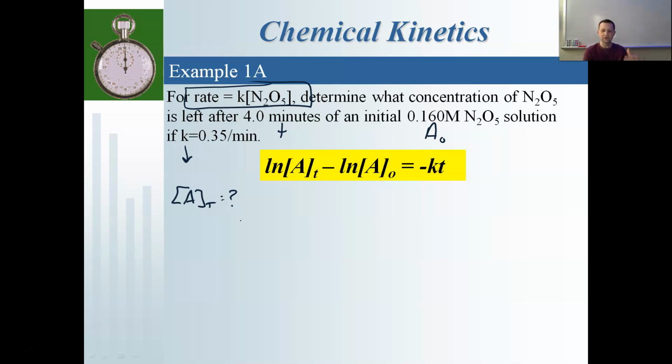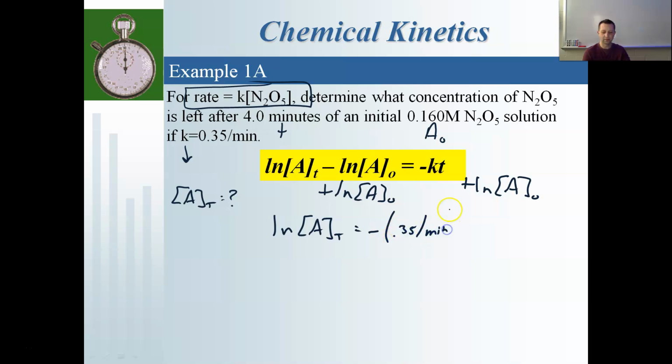So let's go ahead and rearrange the equation first. I'm going to move my natural log of A sub 0 to the other side, so I'm going to add it to both sides. Okay. Oops, natural log. And then I'm going to clean this up a little bit. I'm going to get my natural log of A sub t equals, I'm going to plug my numbers in now. I have negative k, and my k was 0.35 per minute times t, which was 4 minutes.